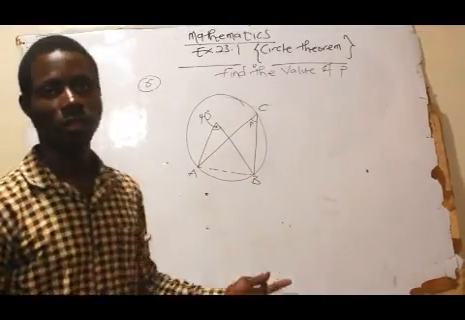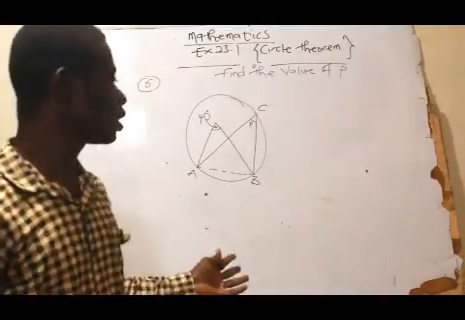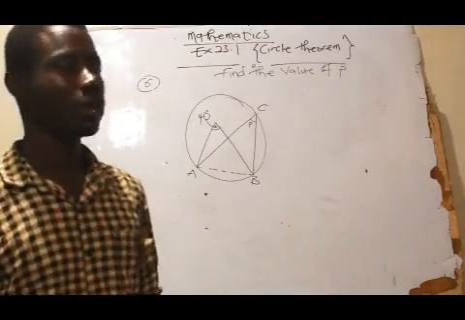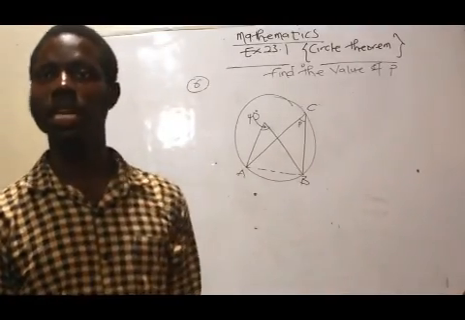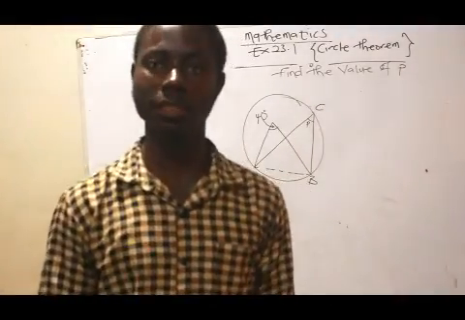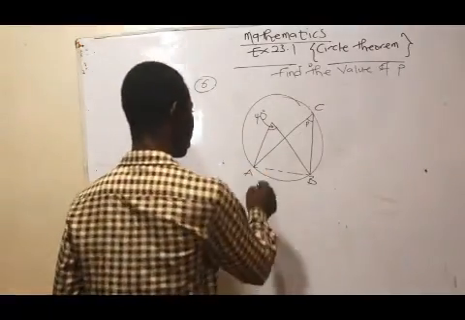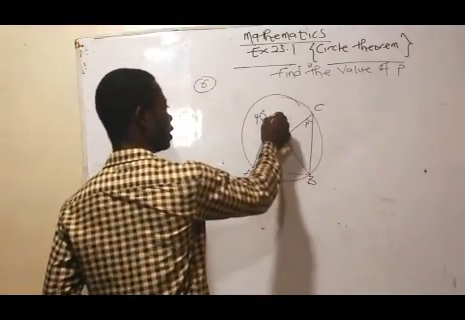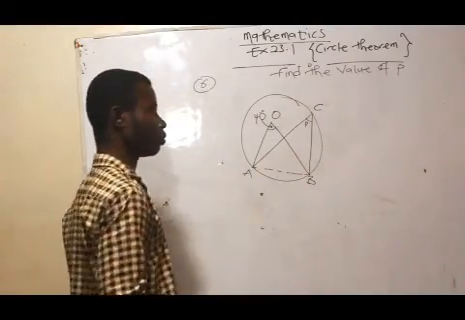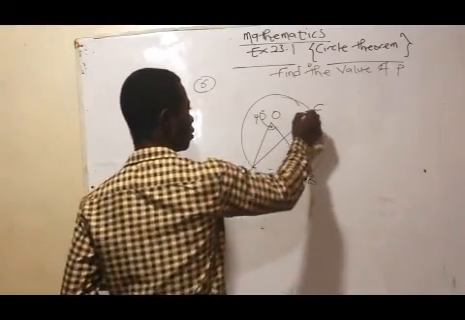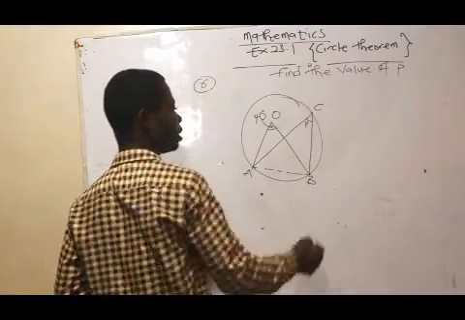Now since we have joined A to B, we've seen that we've gotten a chord. When a chord subtends an angle at the center of a circle, we know that it is twice the angle it subtends at the circumference of the circle. So here, this chord is subtending an angle at the center of the circle, let's call it O. The same chord is making an angle at the circumference of the circle.